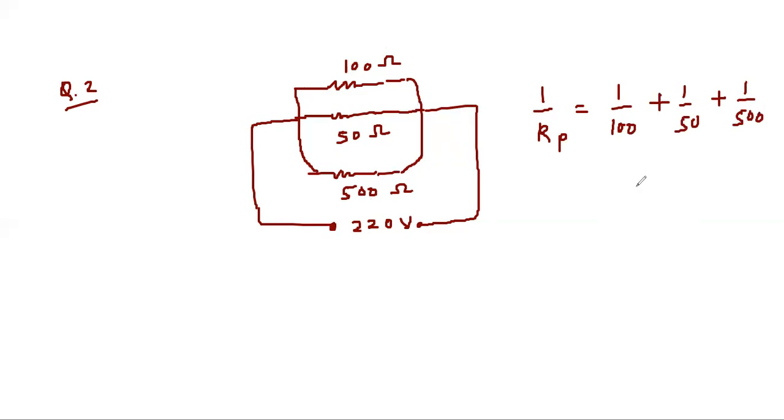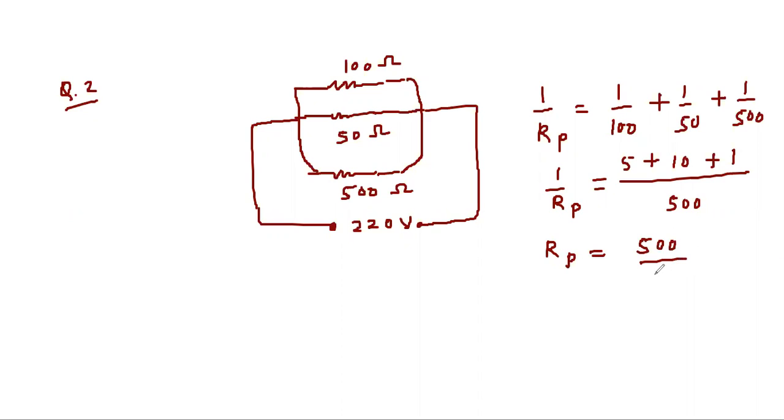So let's evaluate. So it will be 500. This will be 5. This will be 10. And this will give 1. So 1 upon Rp, it will become Rp equal to 500 divided by 16. And if we evaluate it, it comes to be 31.25 ohm. So we have got equivalent resistance. Now we have to find out current.